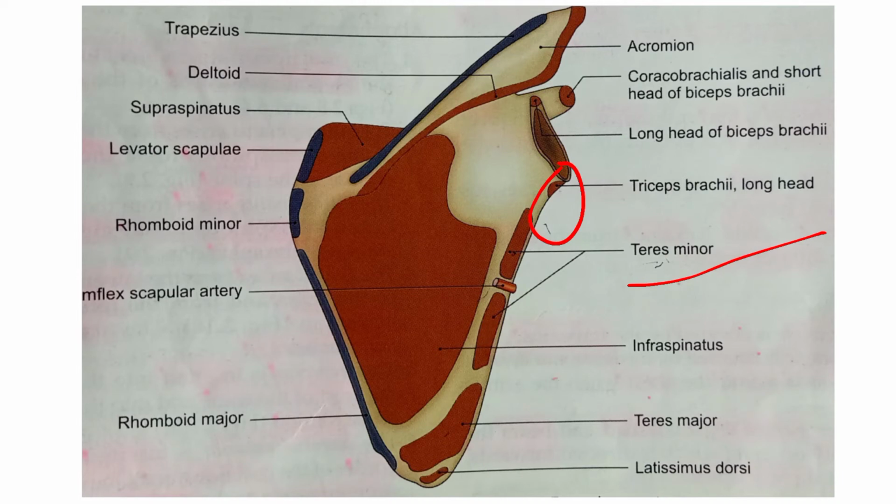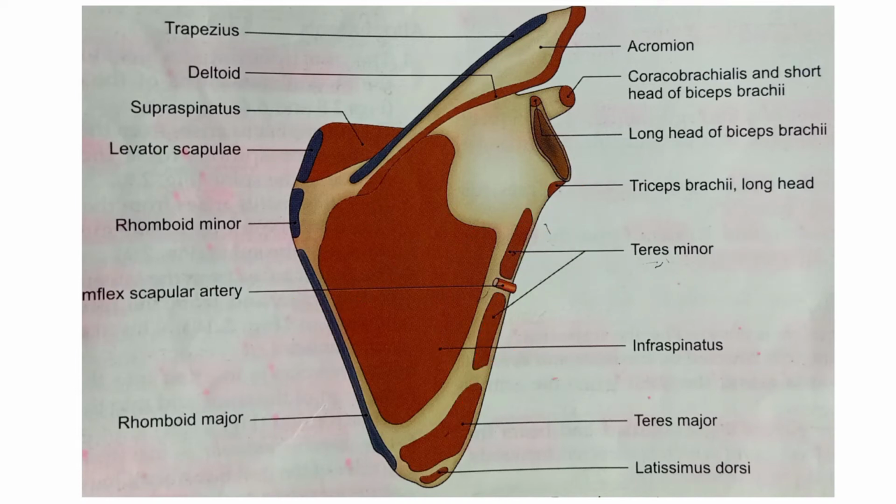the lateral border. Alright, teres minor arises from the upper 2/3 of the rough strip of the dorsal surface along the lateral border. This is the lateral border and this is the dorsal surface. So upper 2/3 teres minor arises.